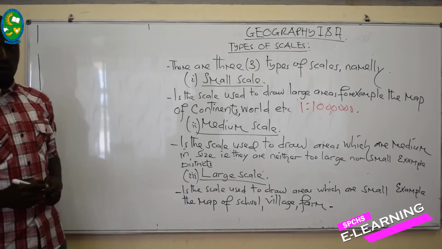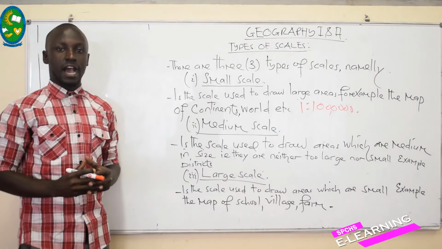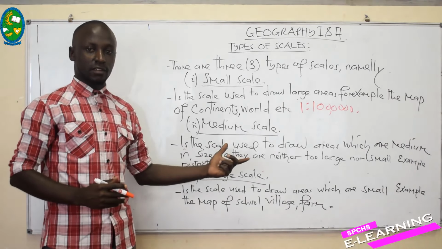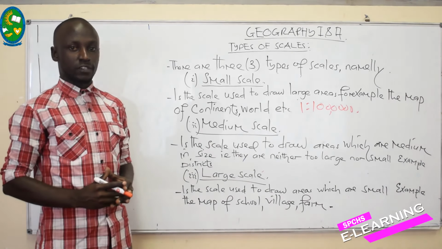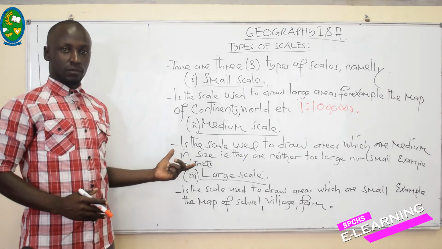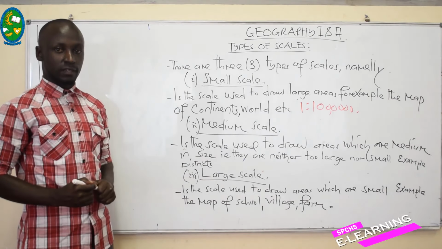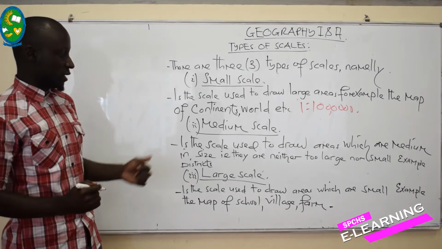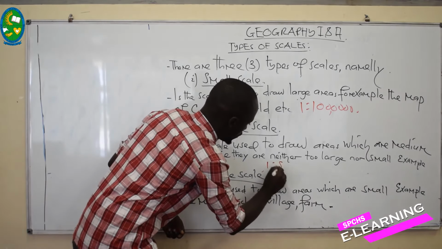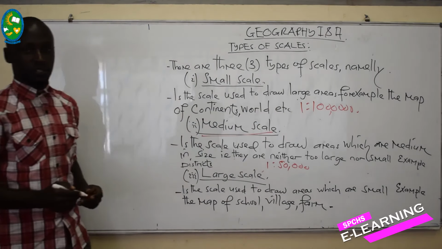Number 2, medium scale, is the type of scale which is used to draw areas which are medium in size, areas which are neither large nor small. For example, a map of a district or a map of a region can be drawn using medium scale. An example of a ratio which represents medium scale is 1:50,000. So this is medium scale.